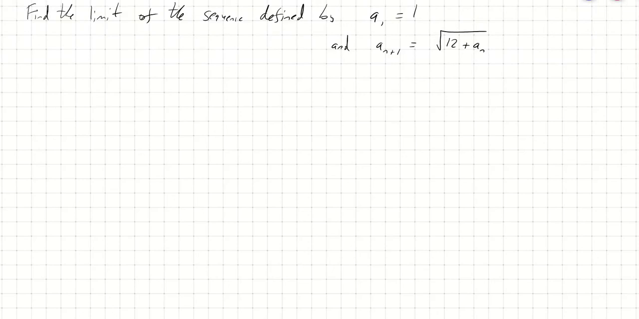In this video, we're going to look at finding the limit of a sequence. We have a sequence defined by a1 equals 1 and a(n+1) is the square root of 12 plus a(n). And we're asked to find the limit. Well, the first thing to show is to prove it has a limit.